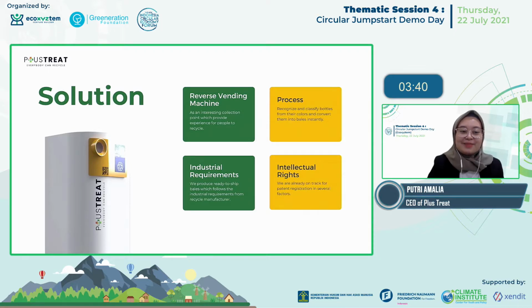Yes, reverse vending machine is the solution for the current waste problem. Recycle instantly, everywhere, every time. With this reverse vending machine, it can convert plastic bottles into pails, which already meet the requirement for industrial manufacturing. And we, Plastrit, have already processed the claim for intellectual property for this solution.